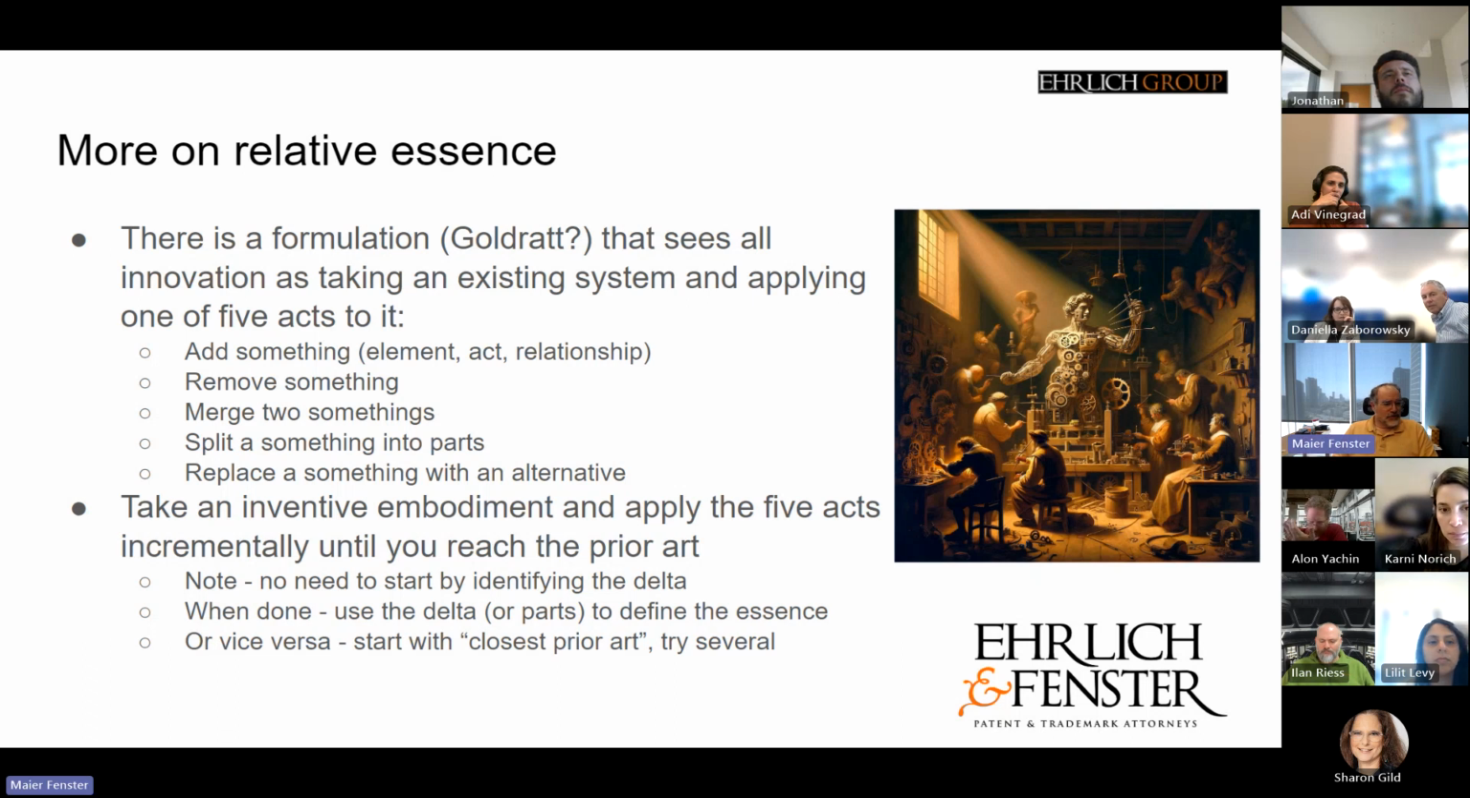And here's what you can do. You can take an inventive embodiment and apply these 5 steps to it until you reach the prior art. Okay? And notice, you didn't start by identifying the delta. You just started exploring. And then you take these steps that you did in order to help you define what the essence is. Or you can start with the closest prior art, or several different closest prior art, and ask yourself, which changes do I need to do of these 5 types of changes in order to get to the invention?